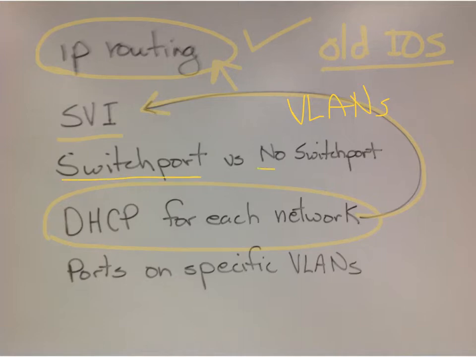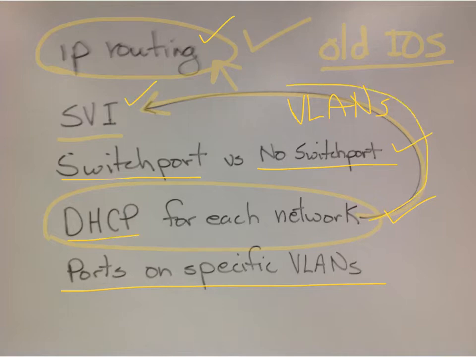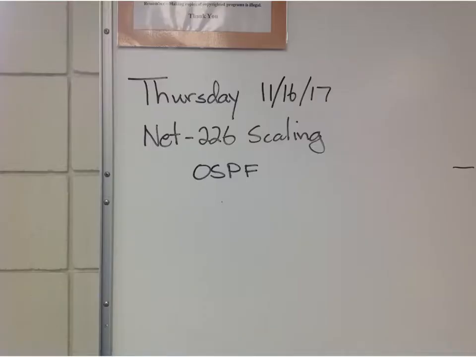Switch port versus no switch port, and putting ports on specific VLANs. So, routing, create your switch virtual interfaces. If you're connecting to another router, you can create a routing port. You can set up DHCP for each of these networks, and then put ports on your VLANs. That's for that.